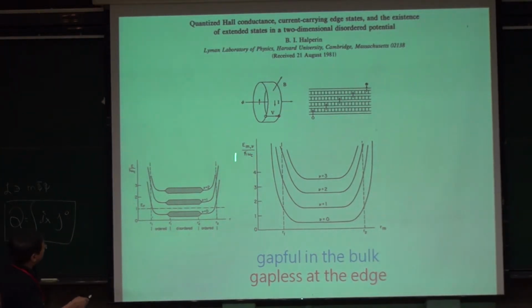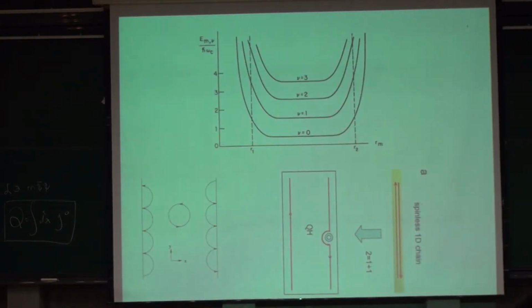So if I use Halperin's picture, or Halperin further even discussed, if you have disorder, impurities in the system, then it will localize the bulk state, okay? But still could not change the gapless edge mode. We will see in some cartoon now. Okay, next. Now.